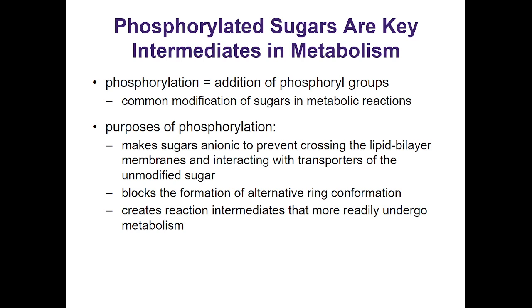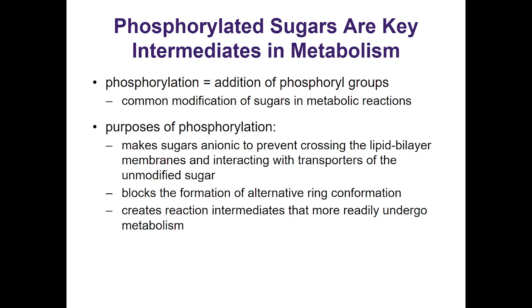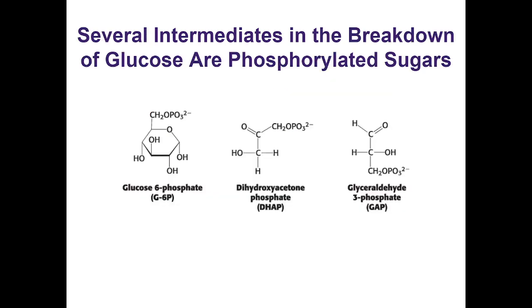It blocks the formation of alternative ring conformations, and so you don't get different conformers that then won't fit in your enzyme, right? It creates reaction intermediates that more readily undergo metabolism. Remember that linking a phosphate typically makes it a higher energy form, right? And so now you have energy to do the next step of your reaction, okay? So really useful, right? Everybody understands why you need to trap it in place too? And how that works? Remember your lipid bilayers, they're neutral and they're hydrophobic, so they don't allow anything charged to go through, okay?